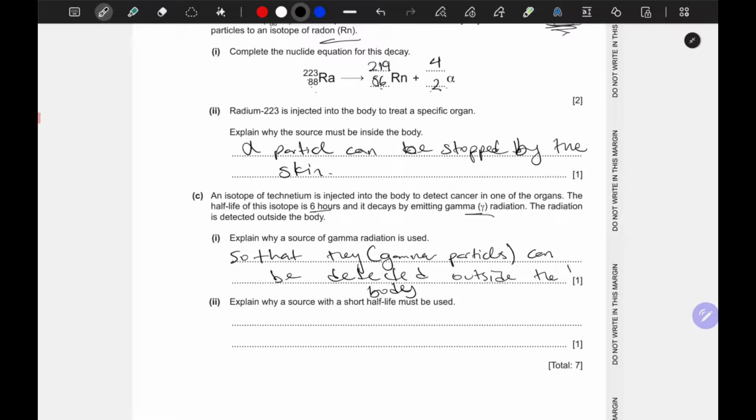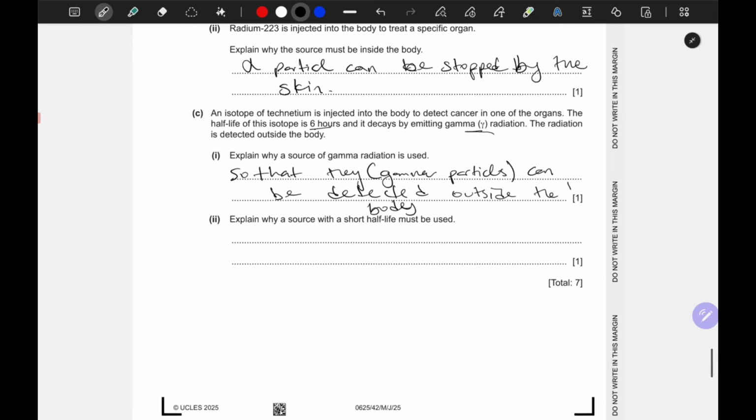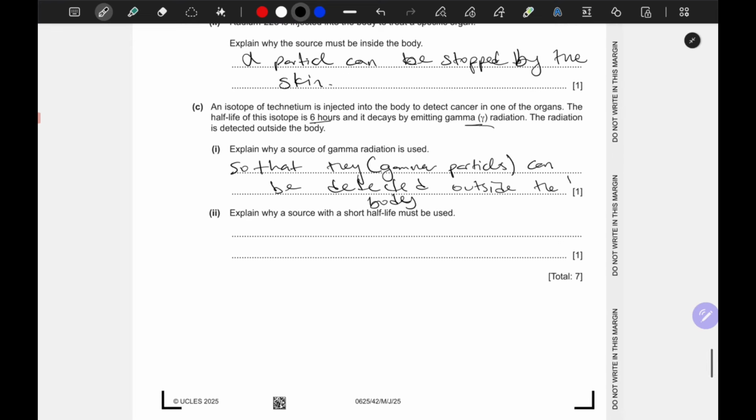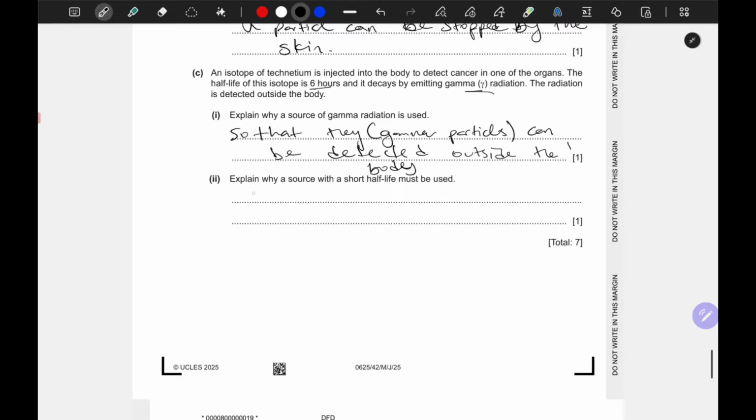And part 2, explain why a source with a short half-life must be used. So always when radioactive isotopes are used in the body to treat, a short half-life must be used because a long half-life might mutate or damage the tissues. So we can say a long half-life will cause damage to tissues.